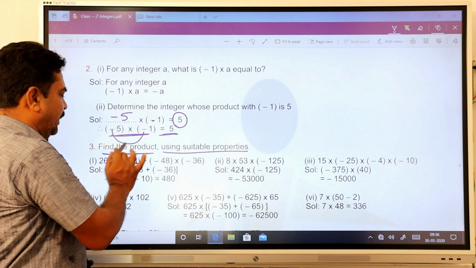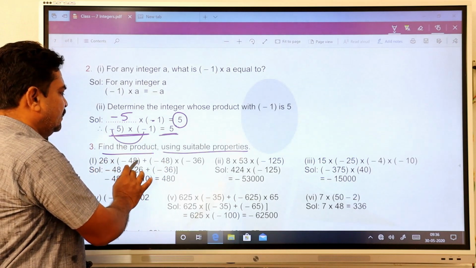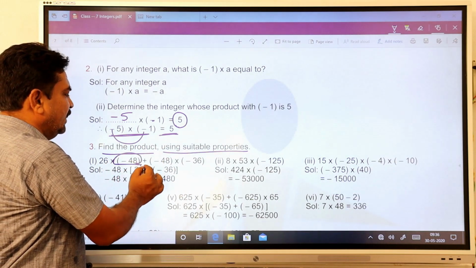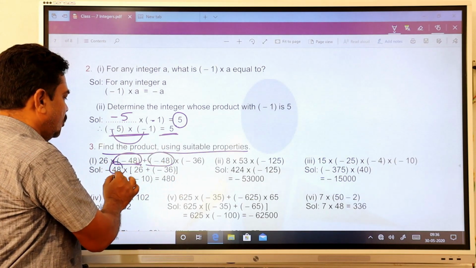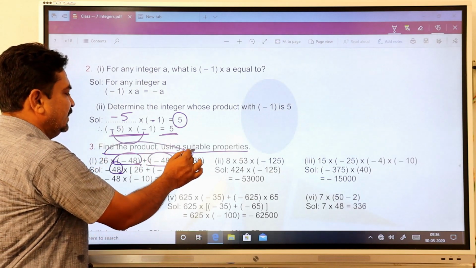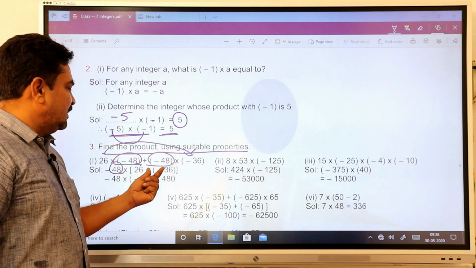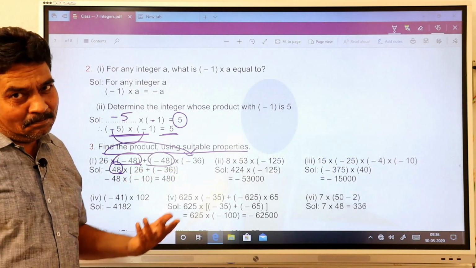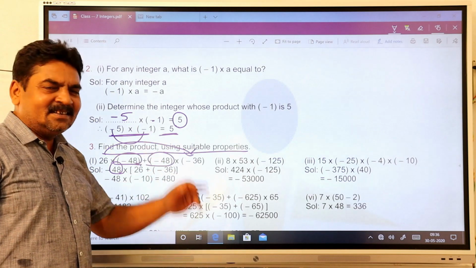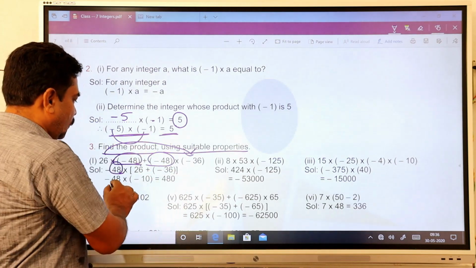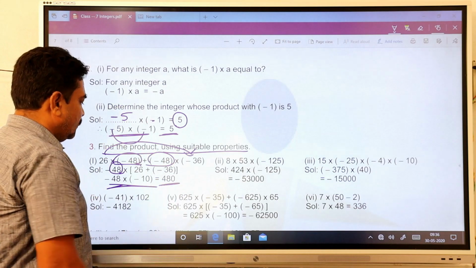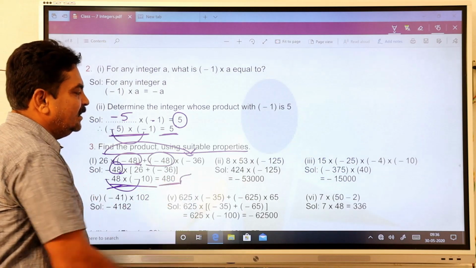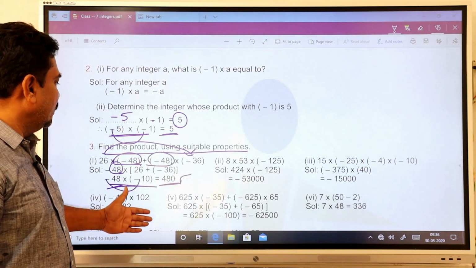Find the product. That is 26 this one, 48 this one. So 48 here is common and here is also common. So I'll take 48 common. Remains what? 26 and this minus 36. So 26 plus of minus is minus. Therefore 26 minus 36 is minus 10. So 48 into minus 10 is nothing but 480. Minus into minus becomes plus and the answer is 480. Similarly, you can do the other problem also.